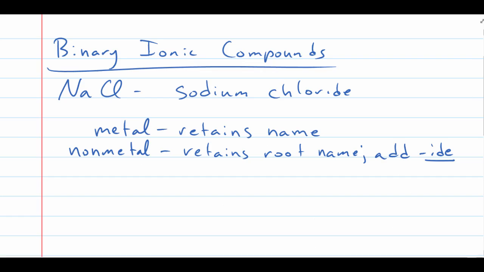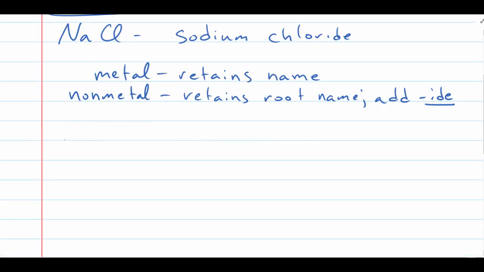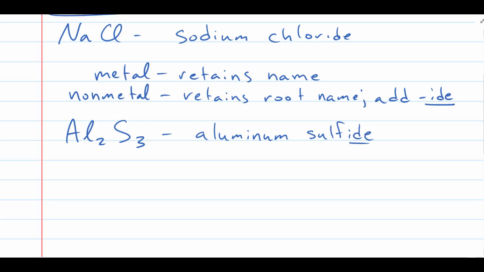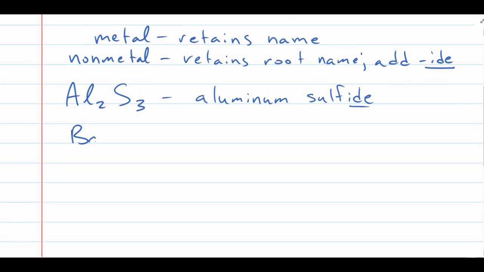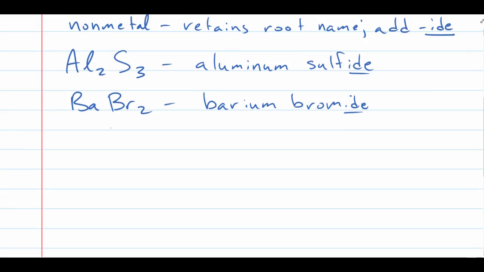So if we then went to look at another one, let's say we looked at something like Al2S3, and we wanted to name this, it would be aluminum sulfide. Aluminum sulfide. Again with the IDE suffix. BaBr2 would be barium bromide. Barium bromide. Again with the IDE suffix.